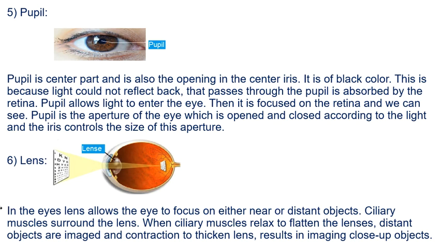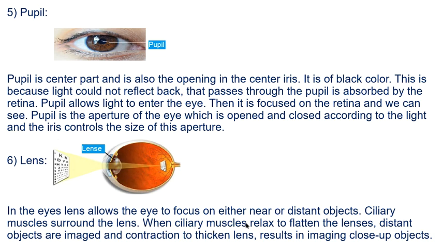Fine. So here also in the eyes, lenses allow the eye to focus either on near or distant objects. Ciliary muscles surround the lenses. So it is quite natural that when something like a lens is situated over here, there must be some system or some organ which can hold it. So who is holding this lens? Ciliary muscles are surrounding these lenses.